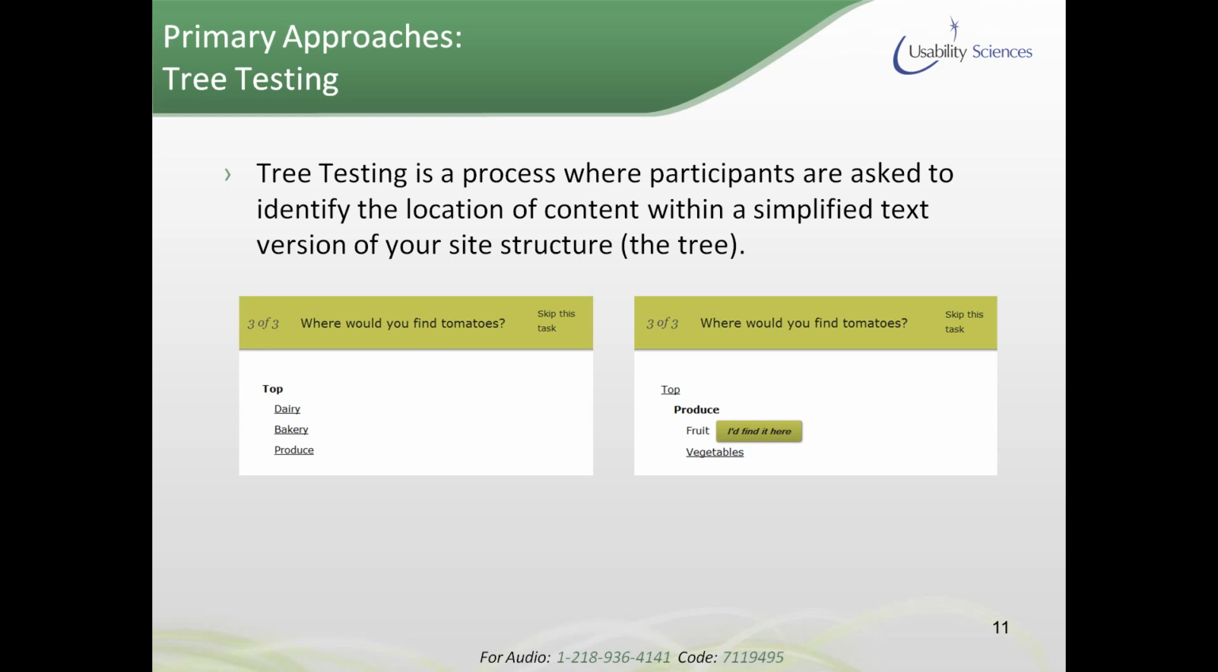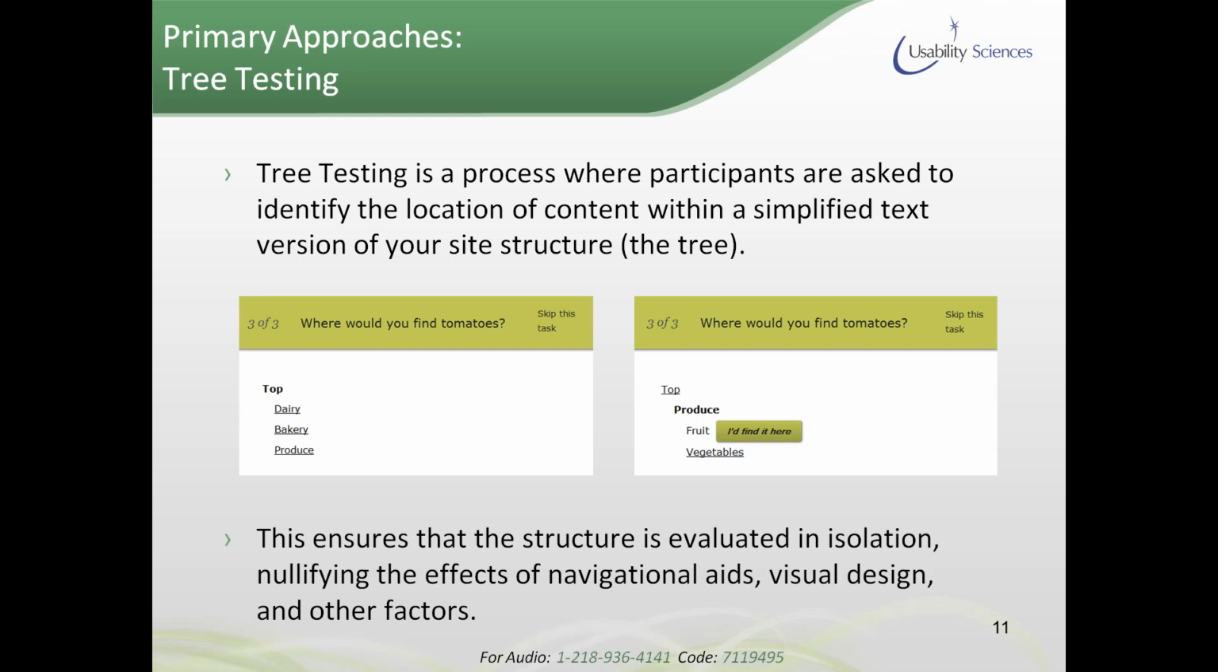The lowest level is something the research group would define in the tree. You can test this as deep as you want to test, but ultimately they're faced with the decision of I find it here, or again they skip this task. Very simple from the user's perspective, and we'll talk here in a little bit about the richness of the data that you get. In this case they selected produce, fruit, and then the find it here would be displayed, and selecting that would end the task and they move on to the next task.